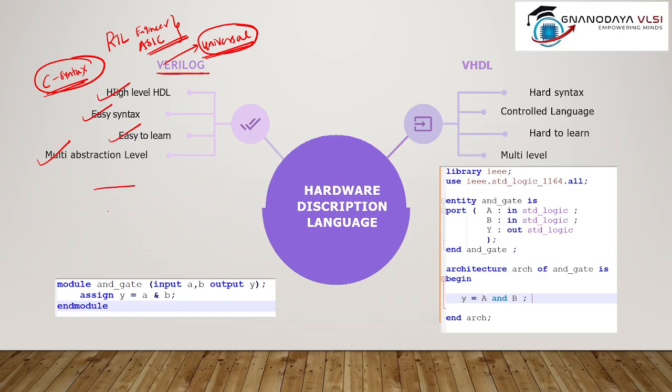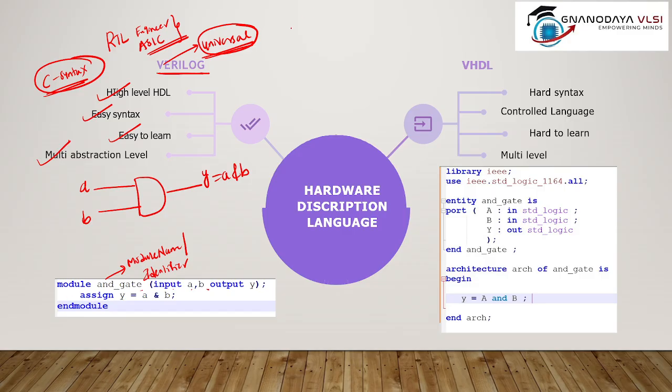Suppose this is an AND gate. Inputs are A, B, output is A and B. So how do we write the Verilog code? Module, and this is my module name, or we can call it an identifier also, and underscore gate. Input A comma B. Output Y. I'm using data flow modeling here.